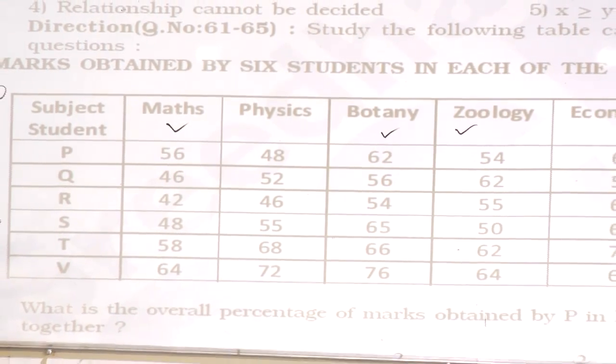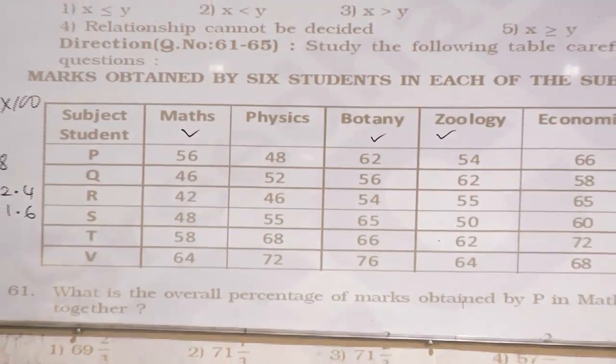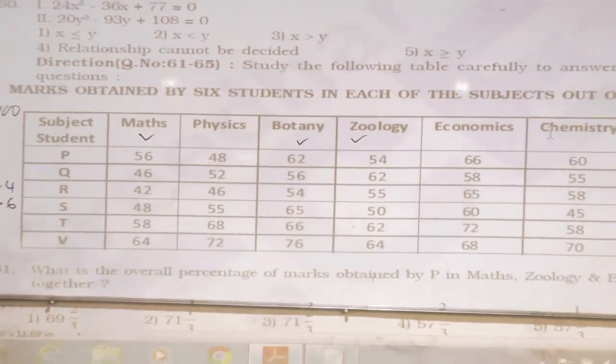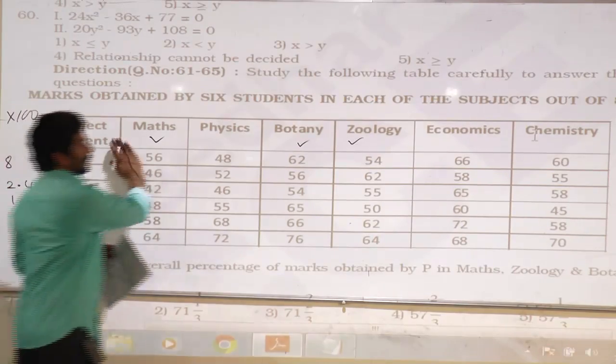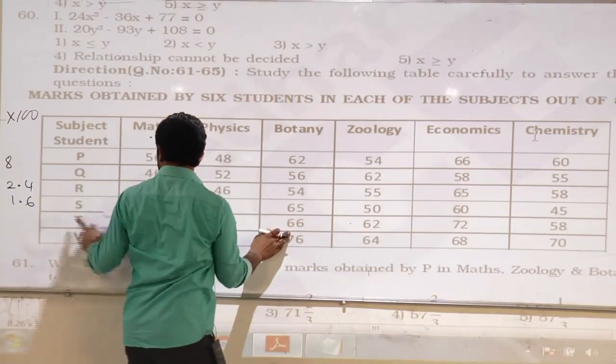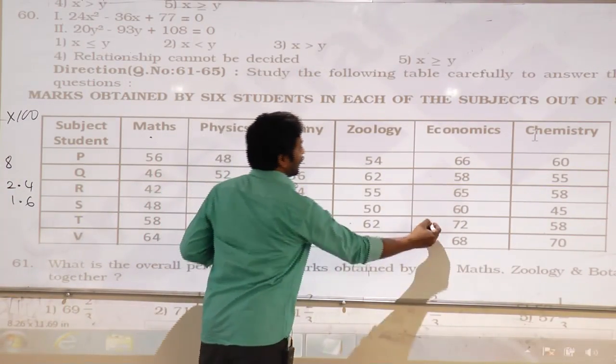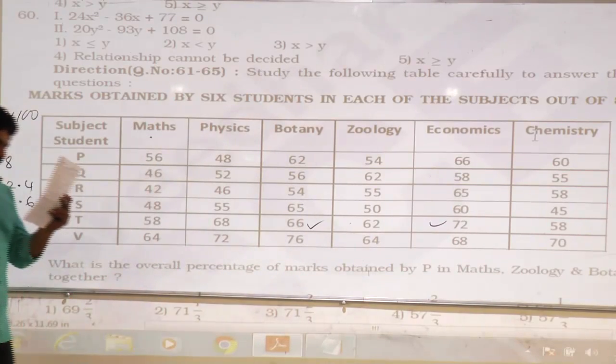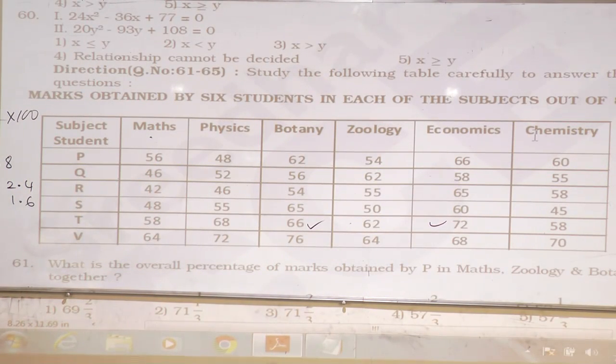Marks obtained by T in botany, economics together. T. Botany and then economics. T, this fellow. Botany, economics together. Or what percent of the total marks obtained by him in all the subjects together? Fine. Marks obtained by T in all the subjects together.